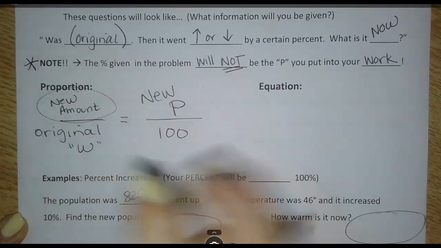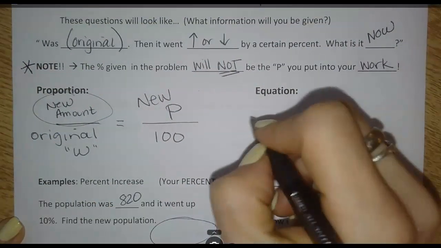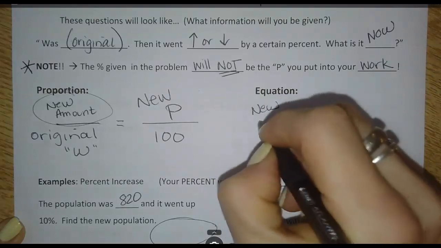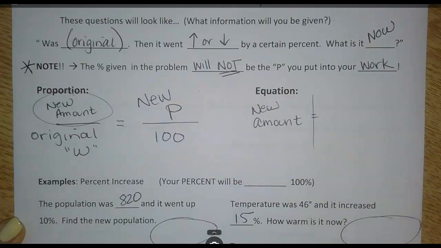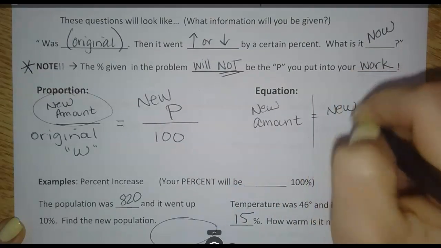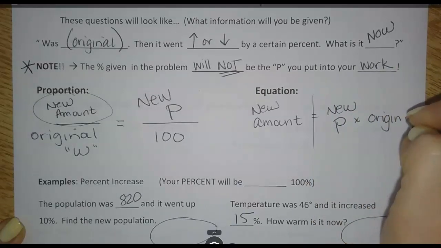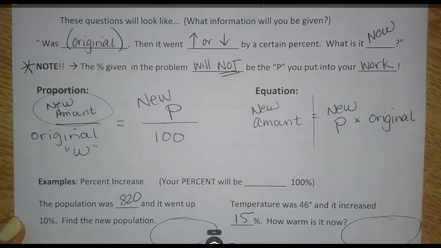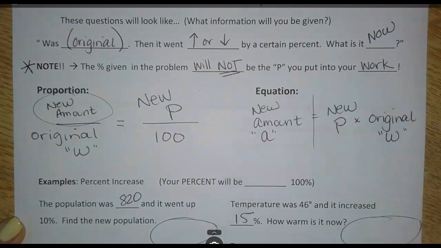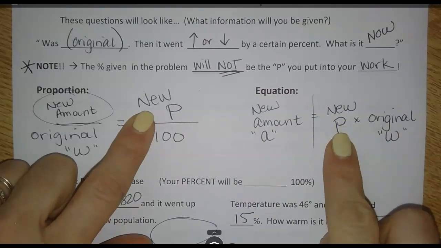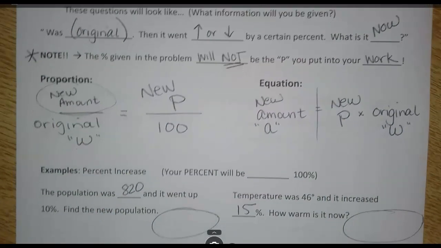So this new amount that we're trying to find is always going to be in the A spot in the part. Or if you like the equation better, new amount, again in the A spot, and then this would be my new percent written as a decimal, and then times the original, or the W. So again, we're going to have to figure out what this P is before we can plug it in there for our work. So let's try a couple.